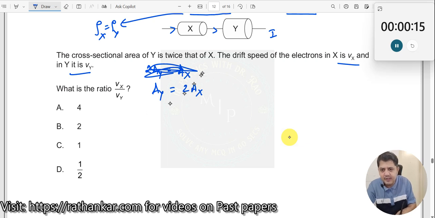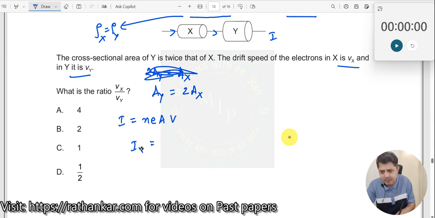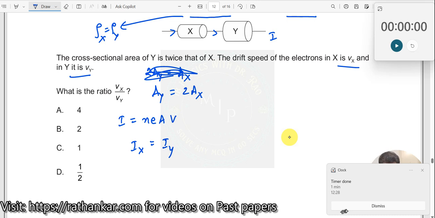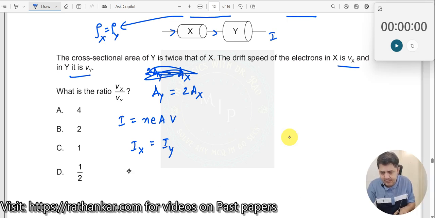So how do we find it? When current is the same, we know that I is equal to NEAVd, right? So therefore, N is the same because same material, E is the same, same electrons, area is changing and the current is the same. So what I will do is write Ix is equal to Iy first, and then I just substitute NEAx into Vx is equal to NEAy into Vy.